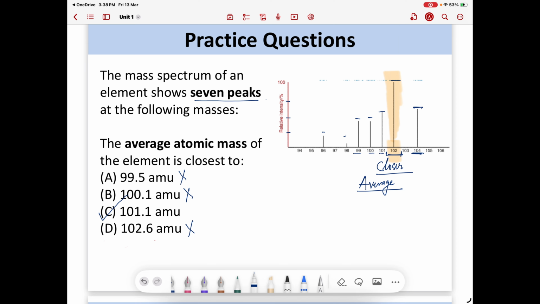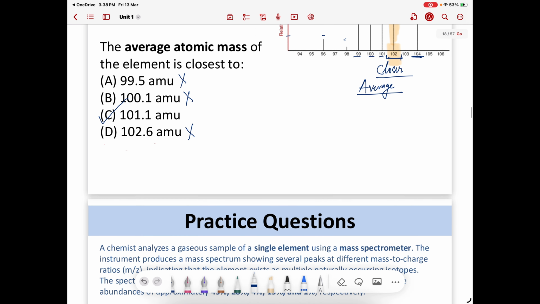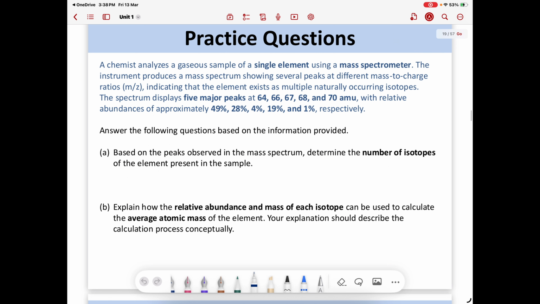So you didn't do any calculation. You have just to use the trick. Look at the peak which has got the highest abundance. The mass is going to be closer to that but not exactly that. Is this clear? Next question, and interesting.